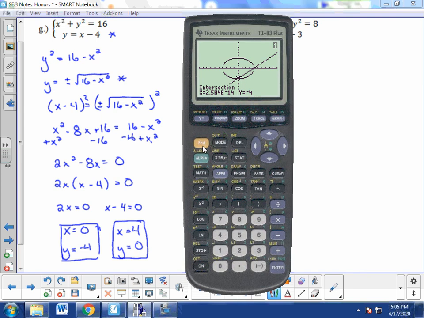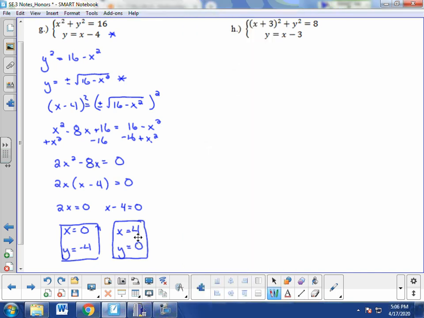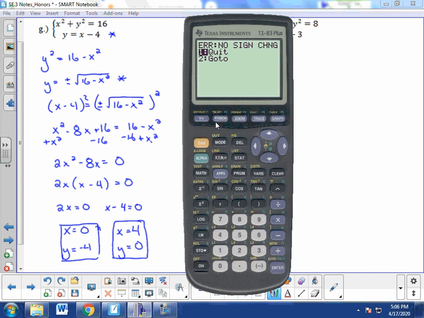Now, if I try to find the other one, second trace, I'm going to hit intersect. And then I'm going to scoot it over to where that second intersection should be. Hit enter for the second curve and hit enter. What's going to come up is, if we wait on it here, no sign change. So the problem here with some of these older graphing calculators is that it doesn't pick up anything on the x-axis. So to account for that, if we know a solution is on the x-axis, where y equals 0, we can see that in the table.